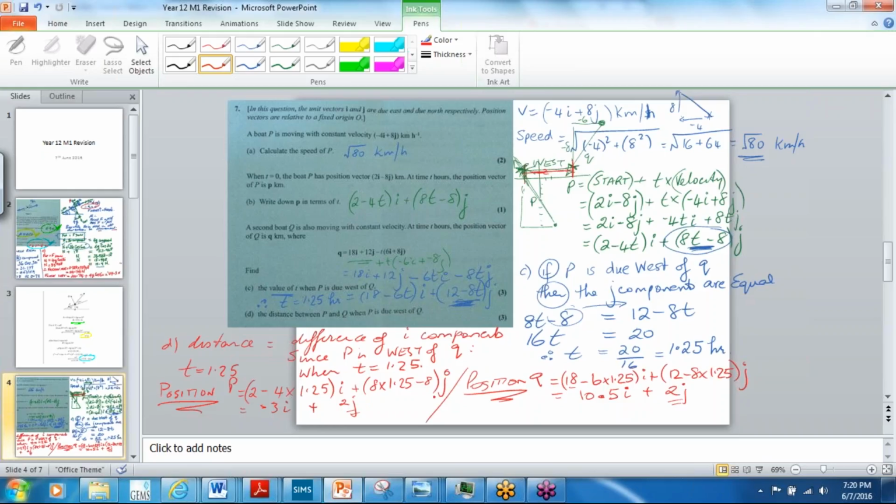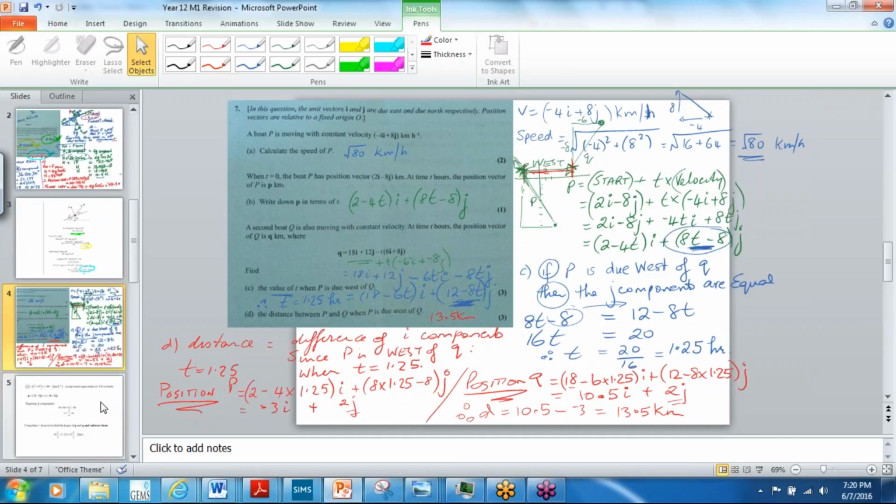And the distance will be the difference between their i components. Therefore, the distance will be 10.5 minus negative 3, which will equal 13.5 kilometres. So the distance will be 13.5 kilometres. Let's have a look at this answer.